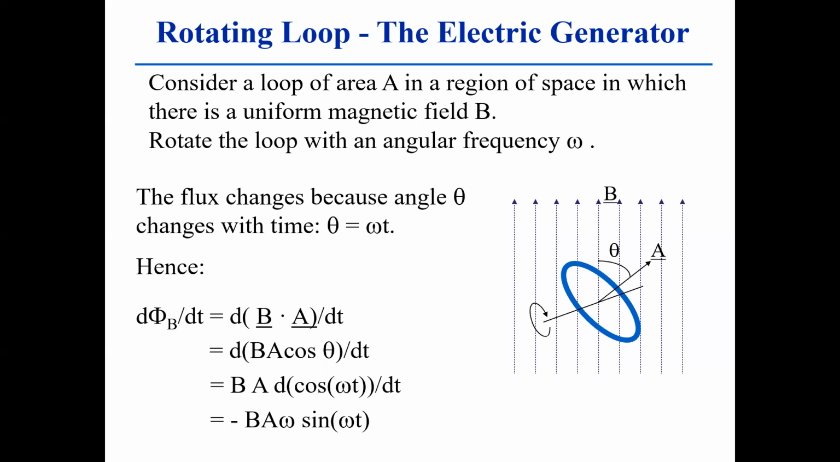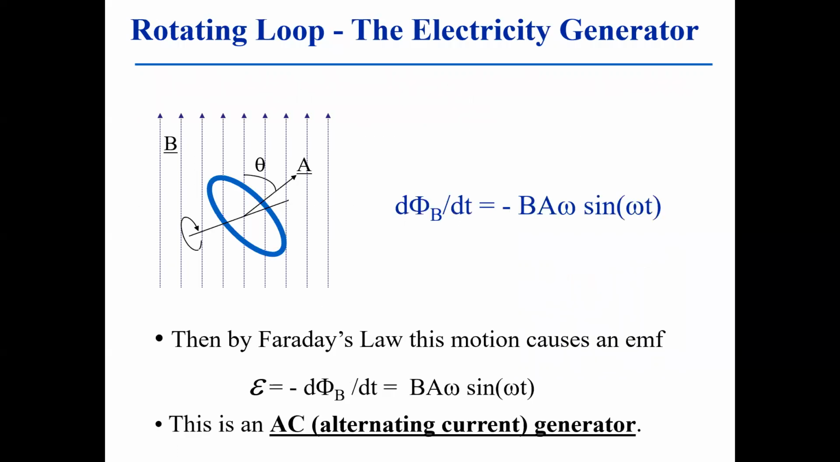Then from Faraday's law, we find that the EMF will be B A omega sine omega t. From the sine omega t term, we can see this is an alternating generator. The current that will be produced by this will be alternating current.